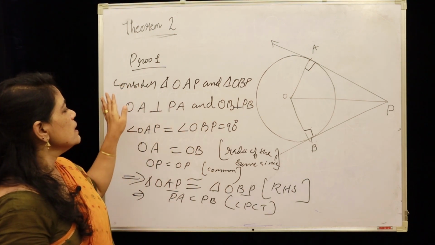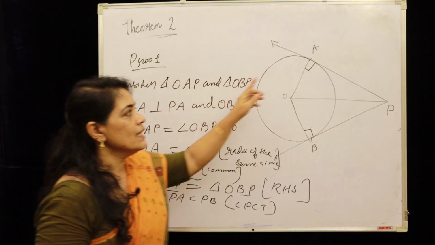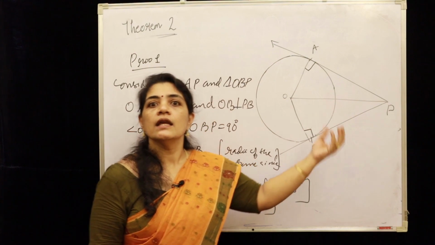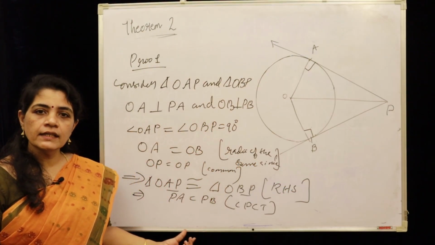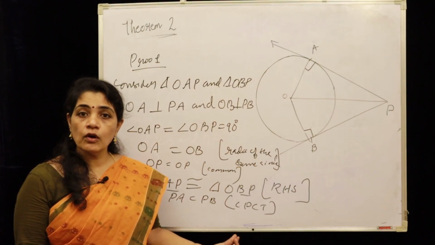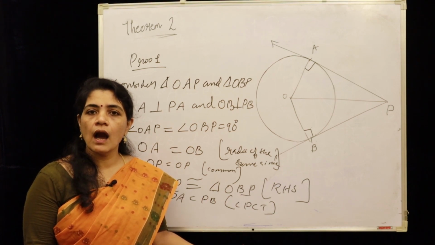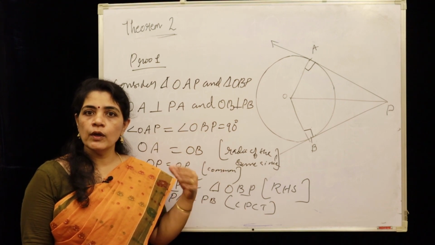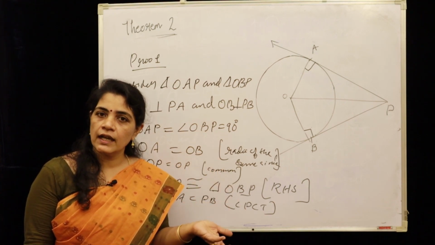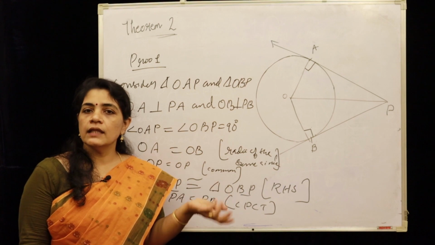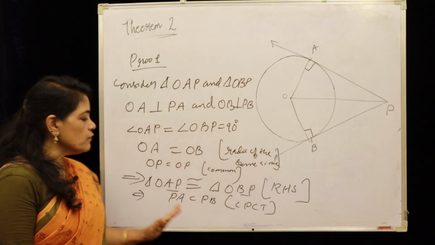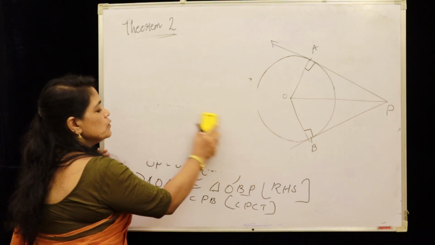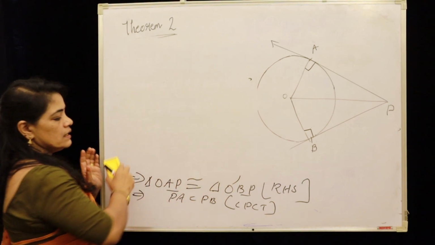We have reached what we need to prove: the lengths of tangents drawn from an external point to a circle are equal. Now we have seen that by joining OA, OB, OP, and considering two triangles, we have shown that they are congruent. From this very important symbolic form, you will reach another important result.